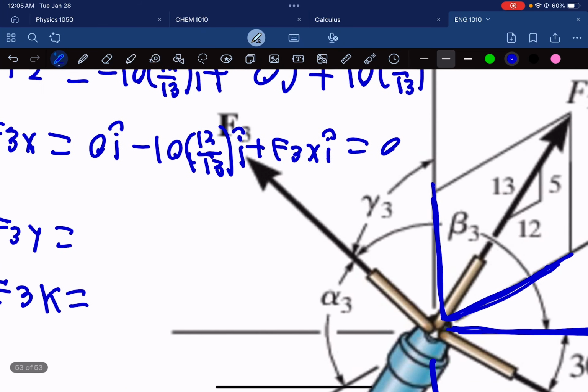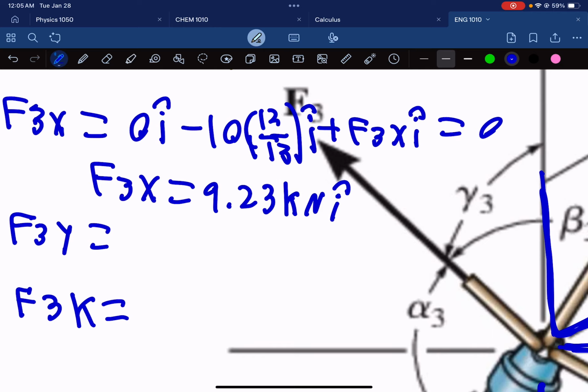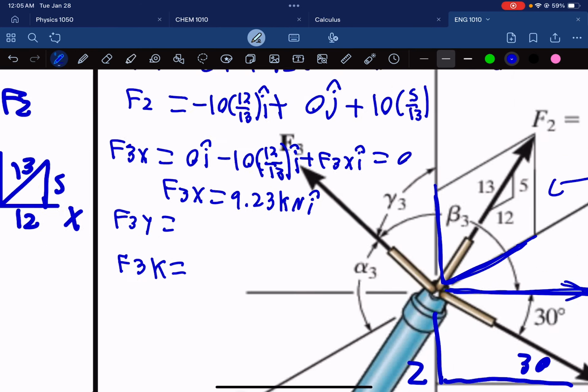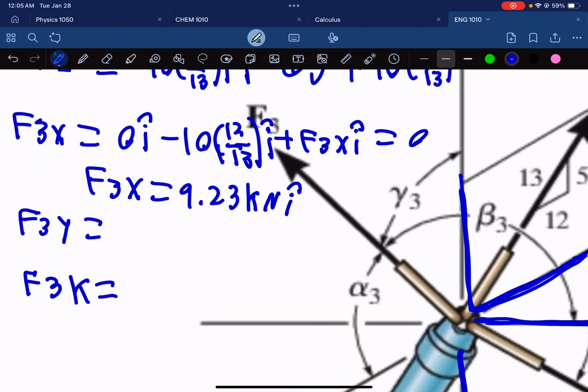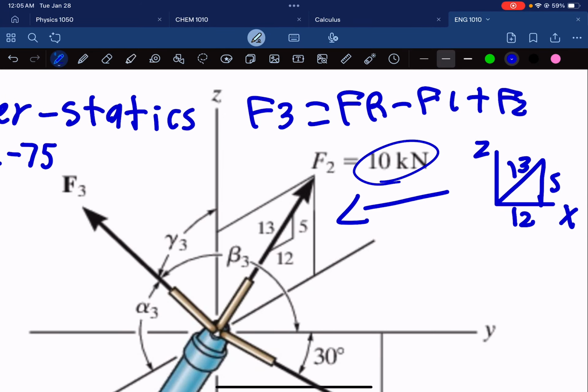this here, it should be f3x equals, let's just see, 10 and 12 over 13 is going to be 9.23 kilonewtons. And then f3y, we're going to do the same thing, except we're going to set it equal to 9 because the resultant is 9. And if we use our formula from before, it's going to be 9 minus that, right?